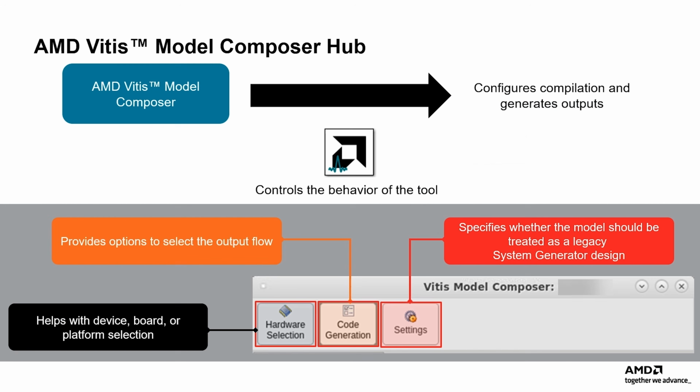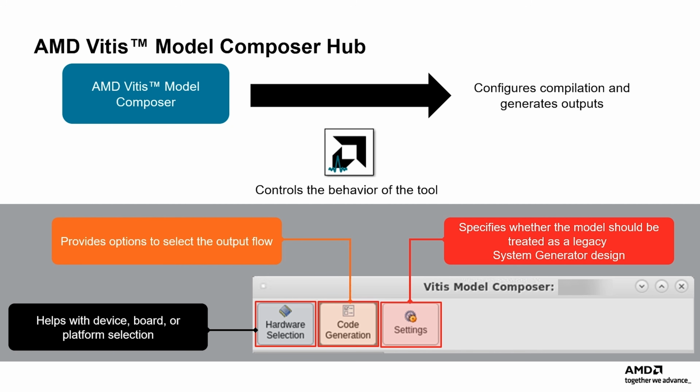Let's briefly look at the Vitis Model Composer hub block. The Vitis Model Composer hub block controls the behavior of the Vitis Model Composer tool. You can specify a targeted design flow for the generated output, the directory path for the output, and the desired device and design clock frequency.